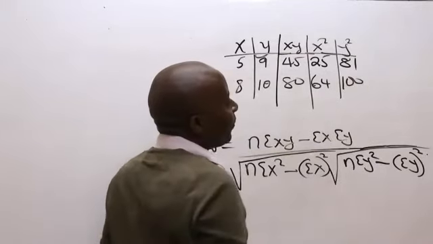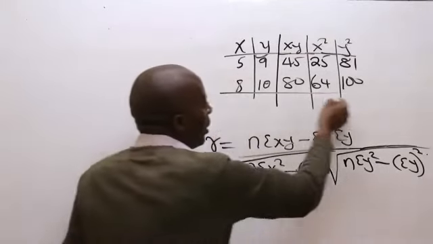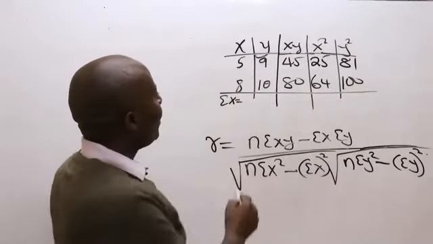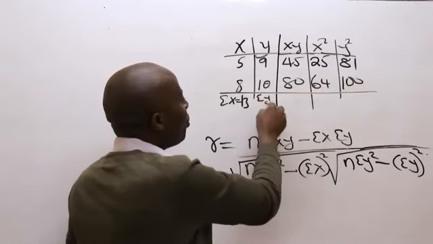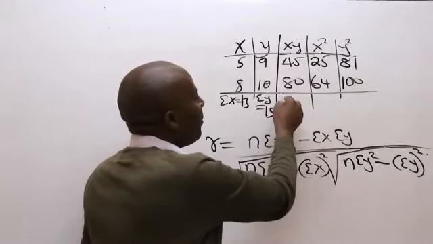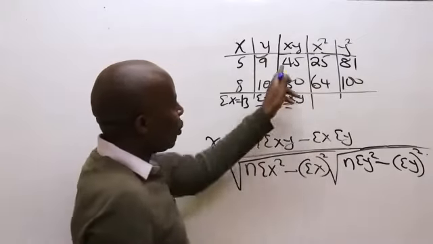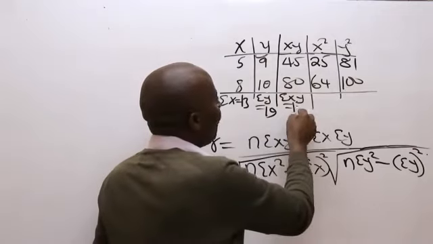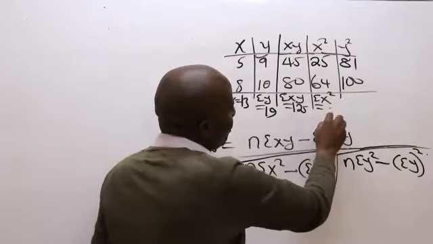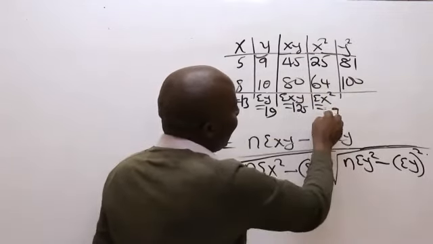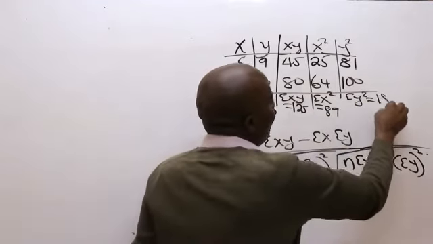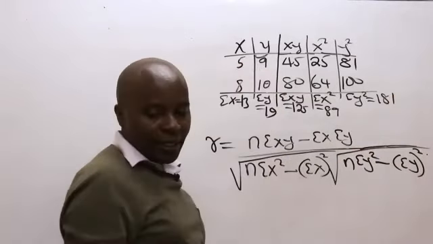So ladies and gentlemen, having gotten that, could you kindly come and give me these summations? So summation of x, we have 5 and 8. This will give us 13. We have summation of y, 9 and 10. This will give me 19. Summation of xy, when you add the 2, this will give me 125. And then we have summation of x squared. When you add here, this will be 89. And then we have summation of y squared being 181.